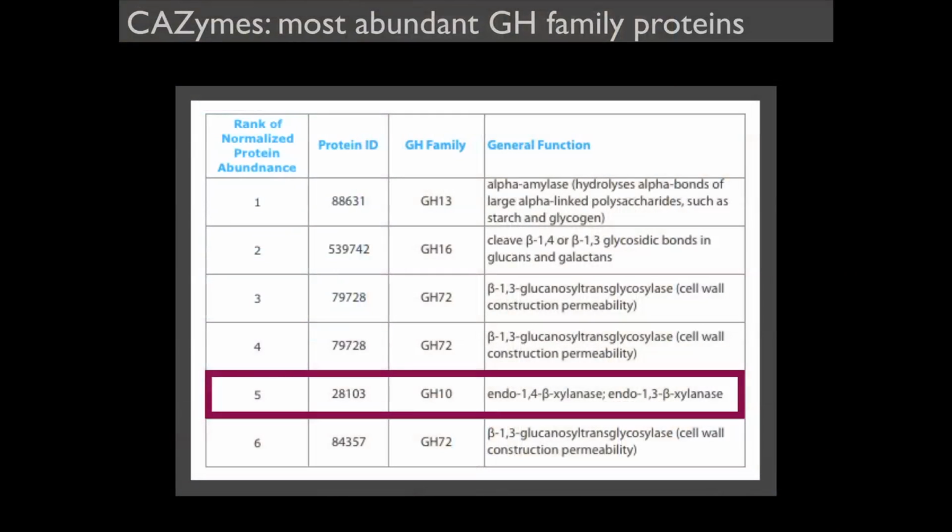If we look at the proteome and look at the most abundant proteins in the GH families, we see the same story. We see the same GHs coming up, 13, 16, 72. However, I've highlighted in purple, we also see GH10 coming up, which is a family of xylanases. And so it's suggesting that these are among the most abundant proteins in the fungal streamer biofilm.